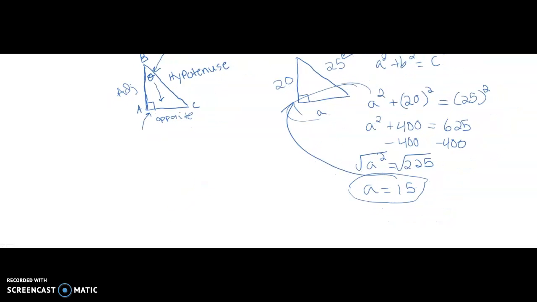Okay, so let's try a different one. Let's say we have our right triangle here, like that. So this side is 2 times the square root of 21. This side is 10. Okay, so take a minute, pause the video, and try this one on your own.